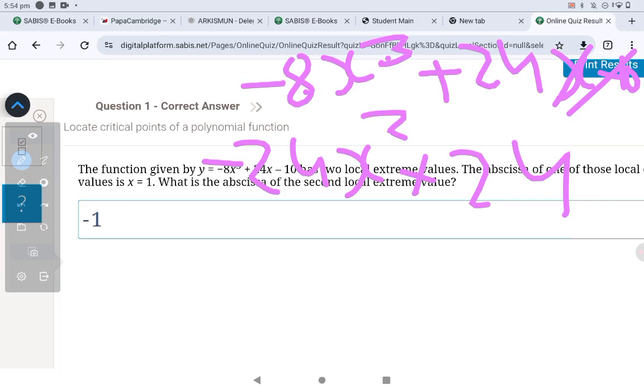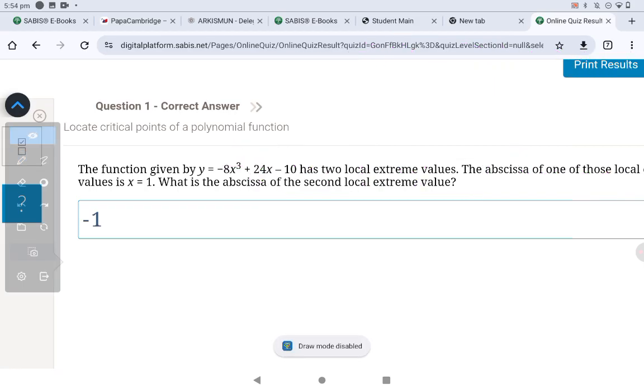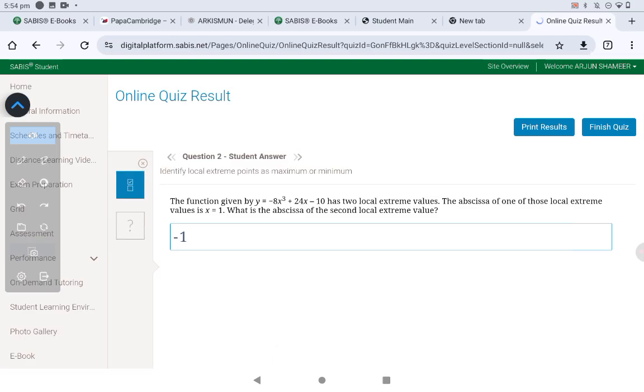Now we need to find the x's that will make this equal to 0. So put them in a calculator. Mode 5 3 will give you, and now add the values in, will give you 1 and negative 1. They already give you 1, so you just have to put a negative 1. Okay, next one.